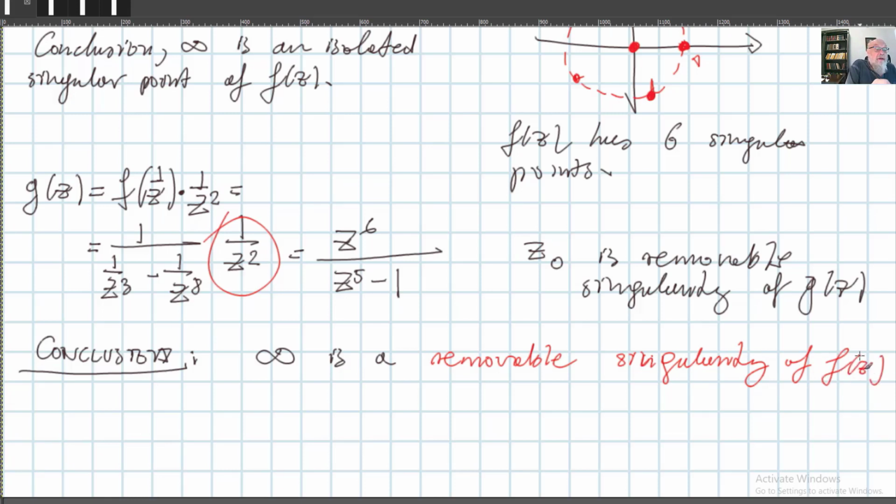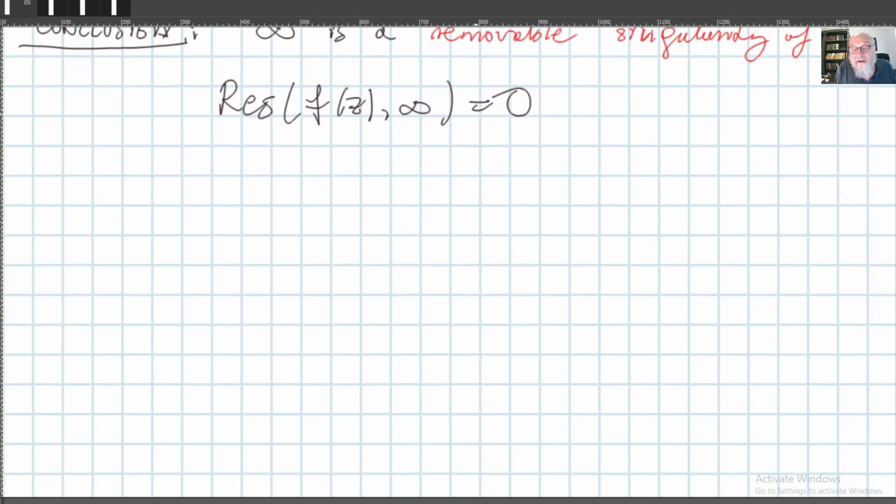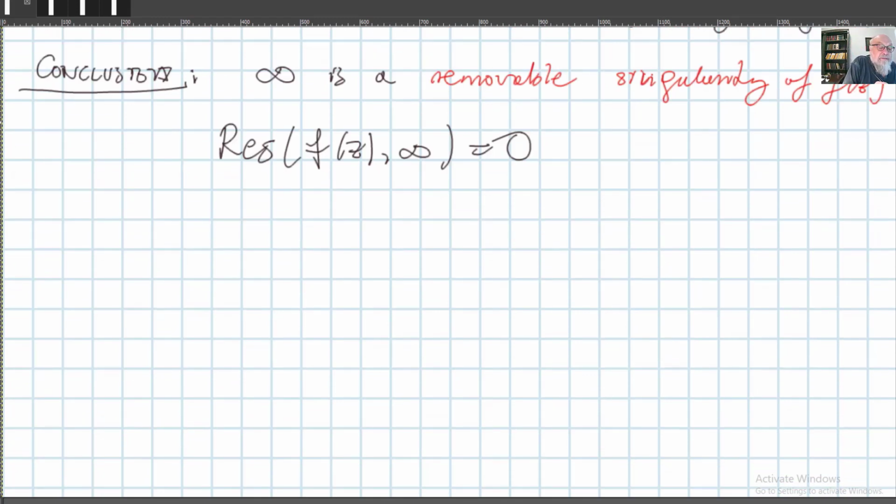Very good. So if it's removable, I don't need to compute the residue, because in this case you immediately recognize that for a removable singularity it is always 0, and we are done. So we are done with this example. So let me go to another example. Let's try another one. So example B.